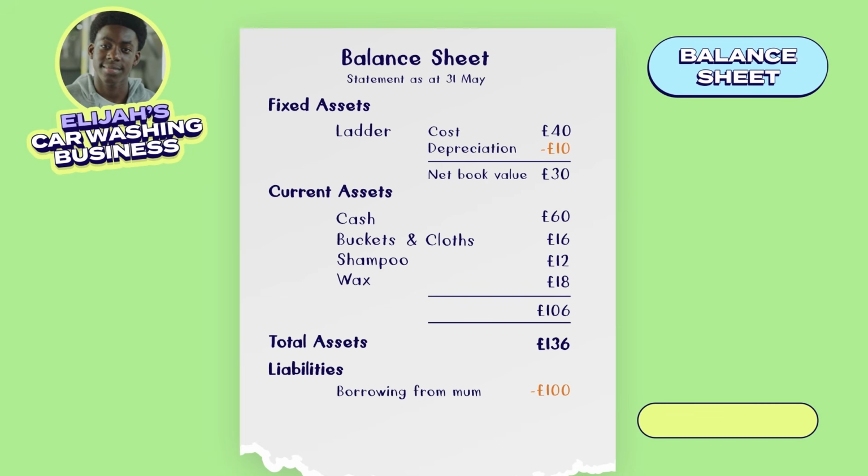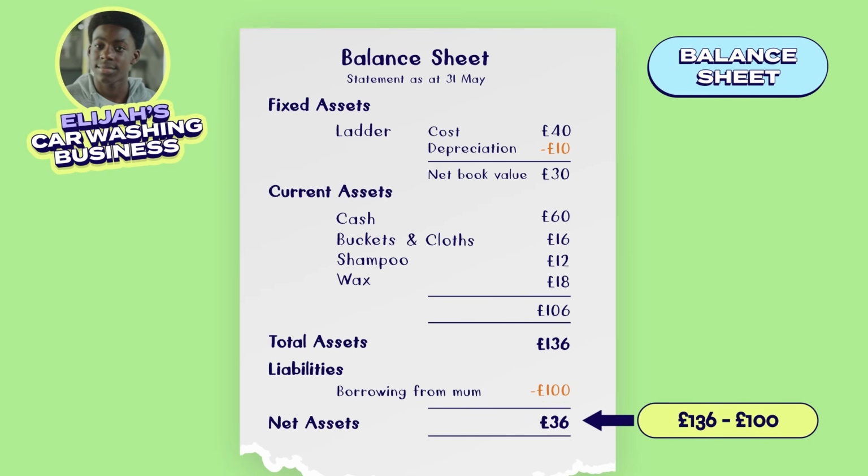But given that Elijah's got total assets of £136 and liabilities of only £100, he still has net assets of £36, and that means he's the right side of positive. Elijah has got a positive balance sheet.